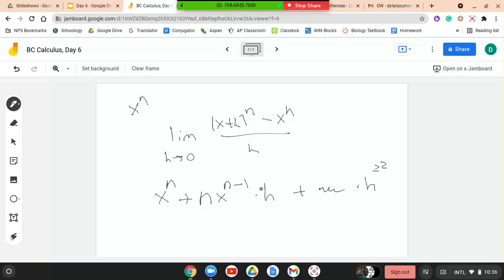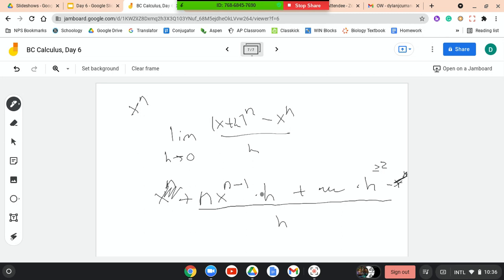All right, and then once we expand our entire binomial, we have to subtract x^n, right? So what can we say about the first x^n and the last x^n? Can we ignore them? Yeah, they cancel out. Exactly. All right. So we'll end up having this divided by h, right?